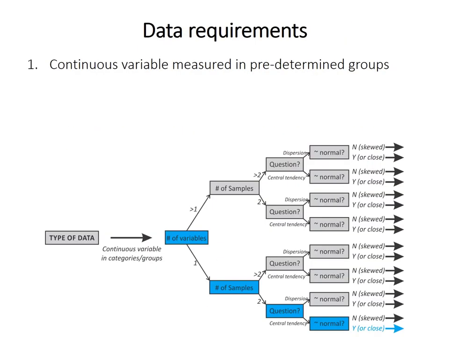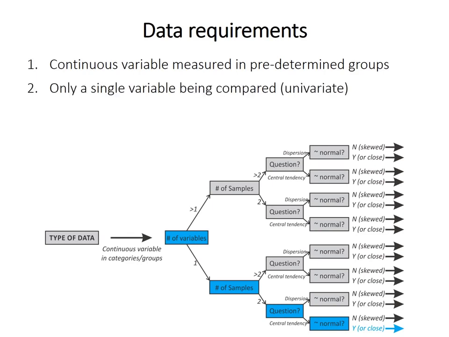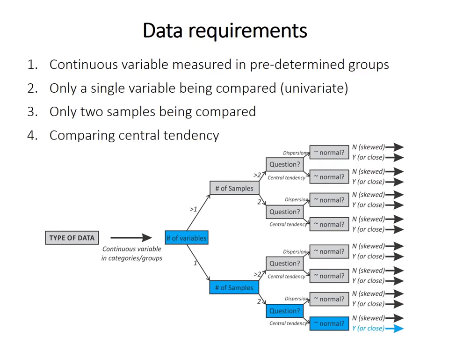So these are the requirements for performing a t-test, or the assumptions of the test. Your data must be measured with a continuous variable divided into predetermined categories or groups. You must have univariate data, which means comparing only a single variable between the samples. The t-test compares only two samples, and it's designed to compare central tendency, the mean specifically. And finally, the t-test is a parametric test, so the data must be normally distributed. If you follow the flow chart, you can see how you go from continuous data, one variable, two samples, central tendency with normal distribution.